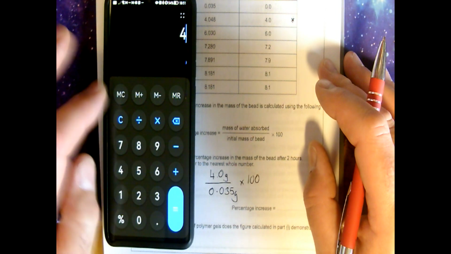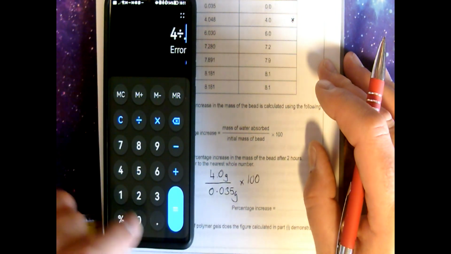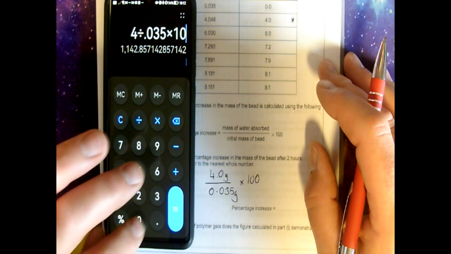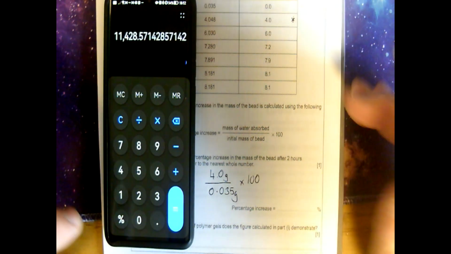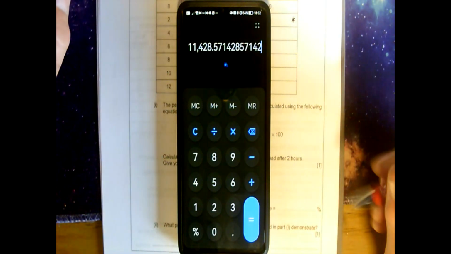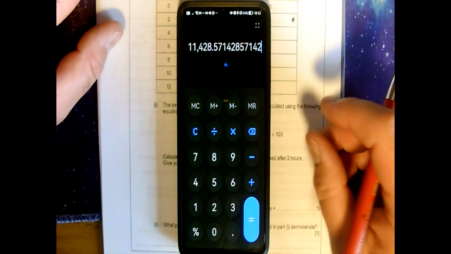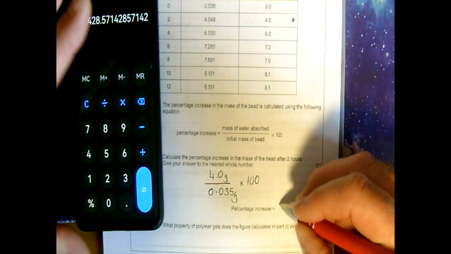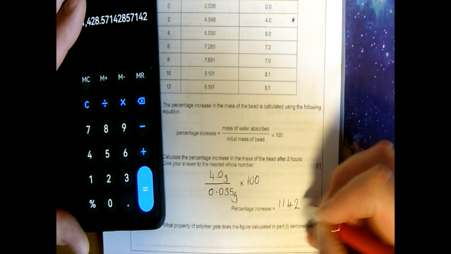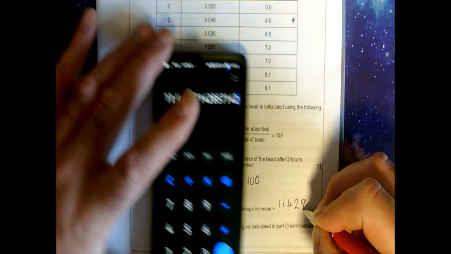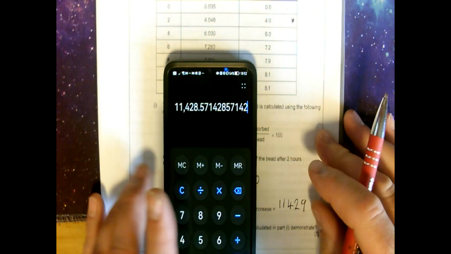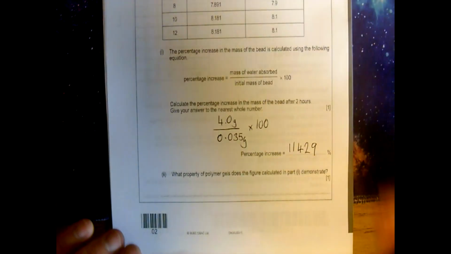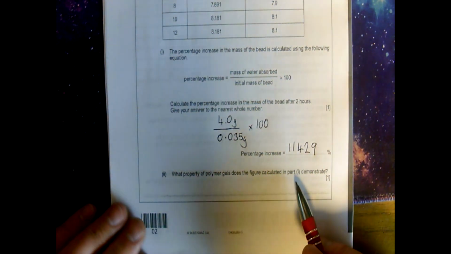So if we take our calculator, which obviously you wouldn't be able to have in your exam because this is a mobile phone, but for the purposes of this demonstration I think it'll do. 4 divided by 0.035 and then times that by 100. Okay, and that gives us 11428.57. If we round that to the nearest whole number, that gives us 11429, because we're rounding that up to a 9.